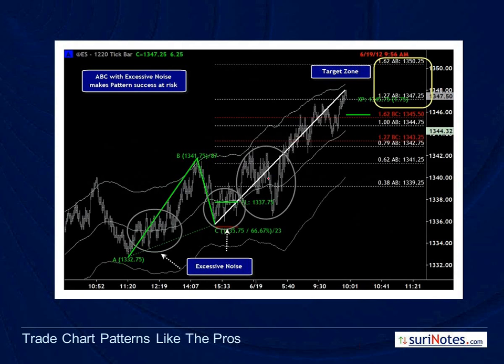So, ABC with excessive noise. When I look at patterns, ABCs, what I'm looking for is, is it a clean chart? Is it a clean trend? Or does it have massive excessive noise? Eventually I will have a tool that gives something called a pattern trading index. As I said, I've been writing this for almost the last year. It's still not complete because I still think it's not perfect.